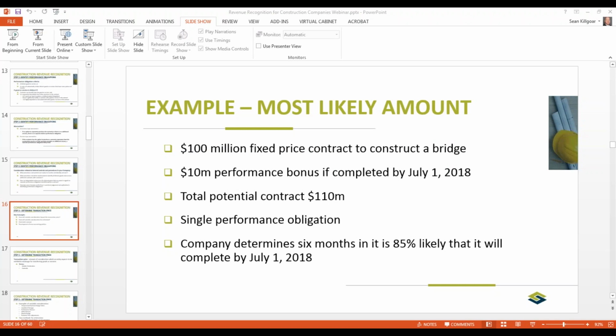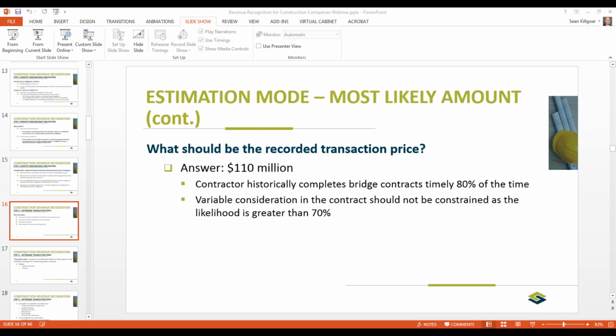Here's another example, the same example, but in this case, we're saying, after a few months into the job, we're really confident, we're 85% sure that we're going to get this complete by July 1st. Same contract, and in this case, we'd record the $110 million. So this is where you see, in the benchmark really is about 70%.